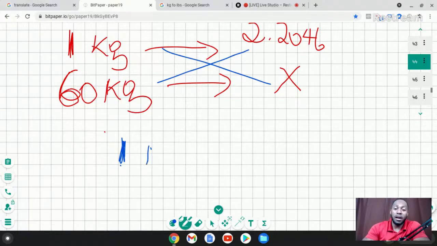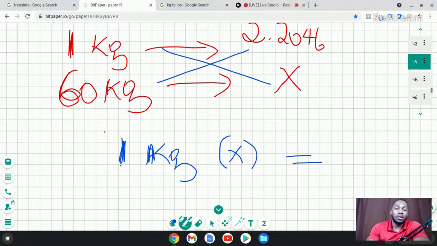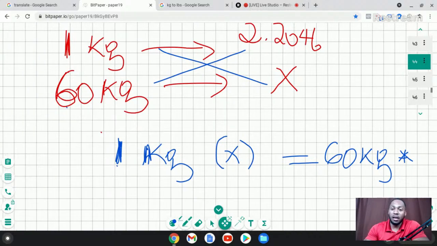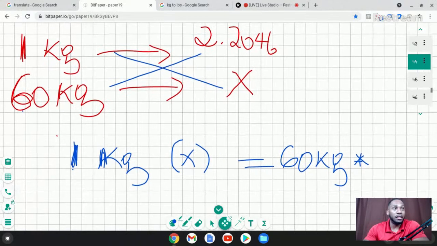So 1 kilogram, and I'm going to multiply that by X. And then it's equal to, because we did cross multiply, 60 kilograms multiplied by 2.2046, right?